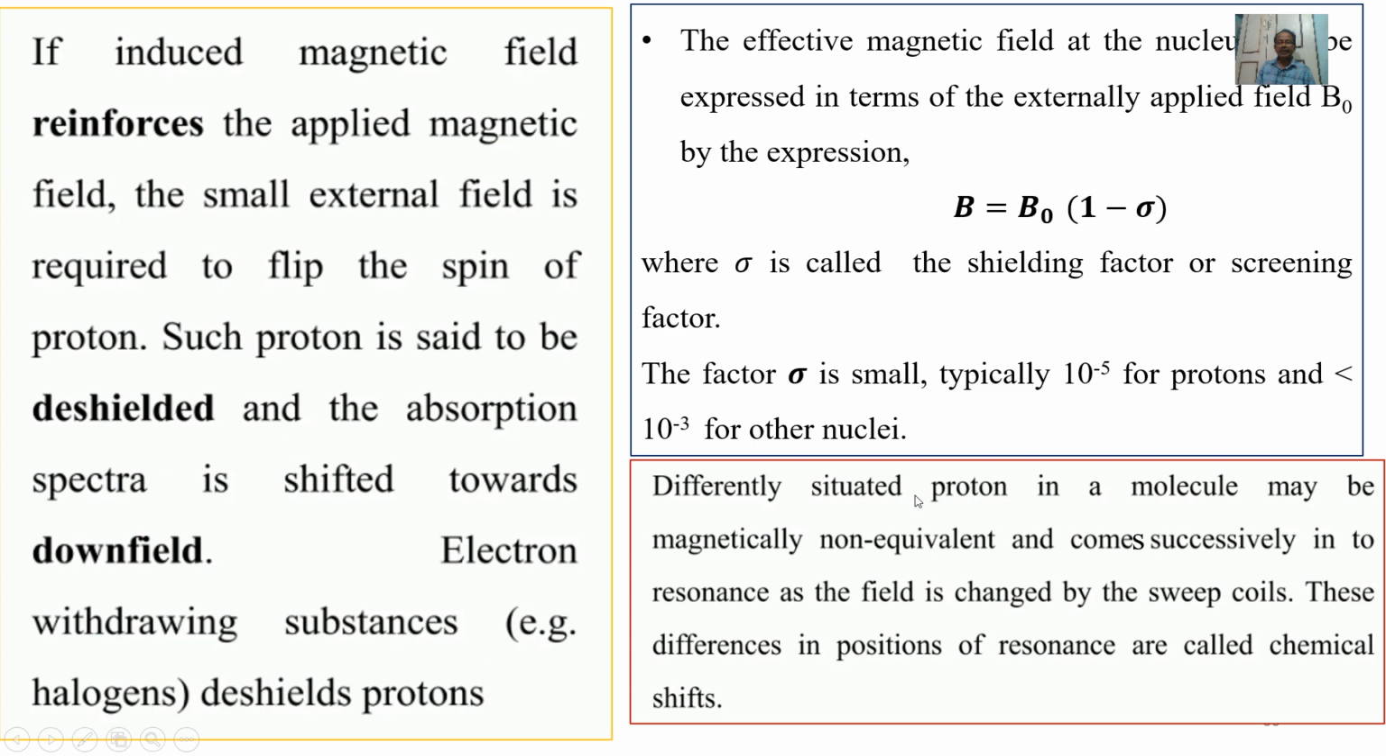Differently situated protons in a molecule may be magnetically non-equivalent and come successively into resonance as the field is changed by the sweep coils. These differences in positions of resonance are called chemical shifts.